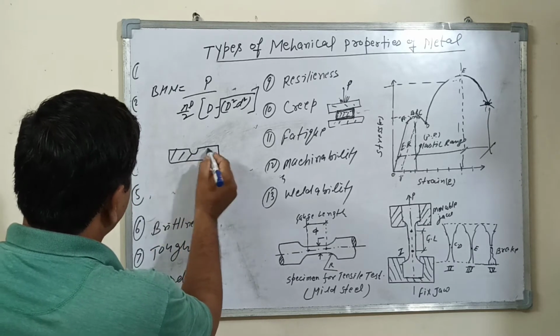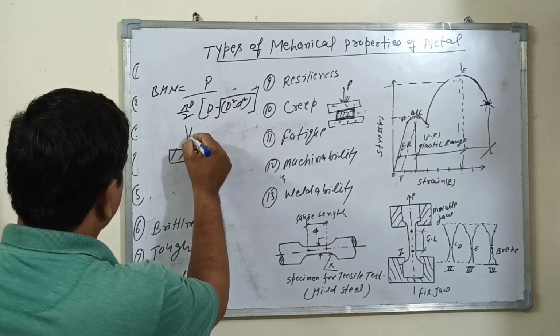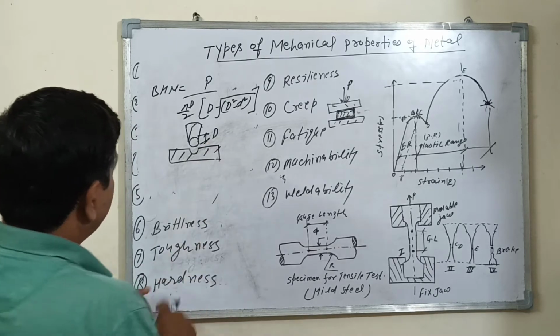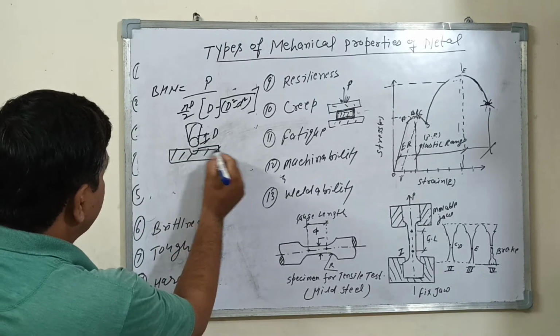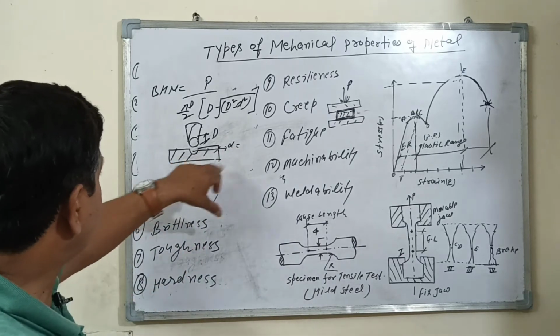This is the workpiece. This is the ball diameter. Capital D is the diameter of the ball. Small d is the impression diameter. You can use this formula.